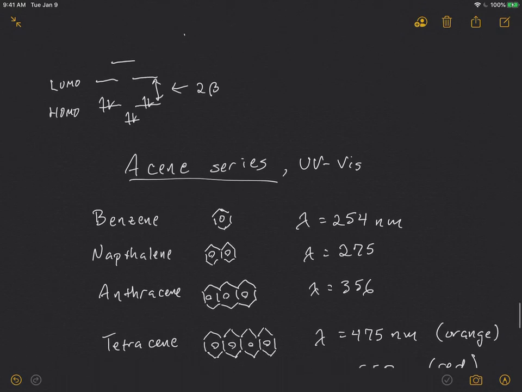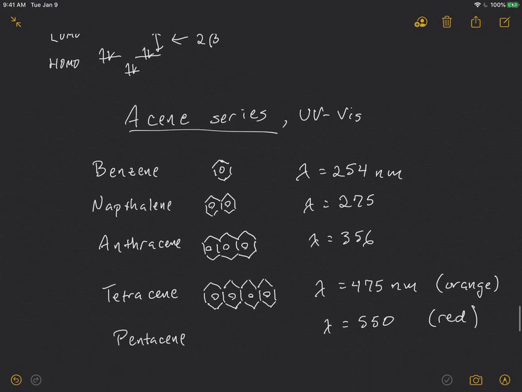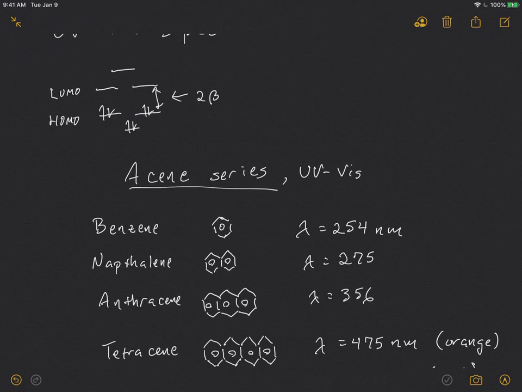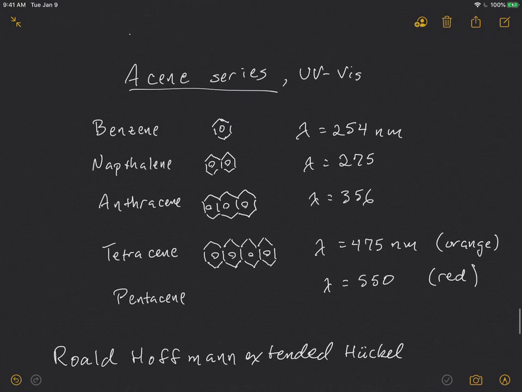We can look at the whole acene series, going up from benzene to naphthalene, anthracene, tetracene, and so on. And this ends up giving you a reduced gap as you go further and further down the acene series, down to where tetracene actually has a nice absorption in the blue, or in the blue-green, which leads to an orange color. Pentacene has more of a red color.